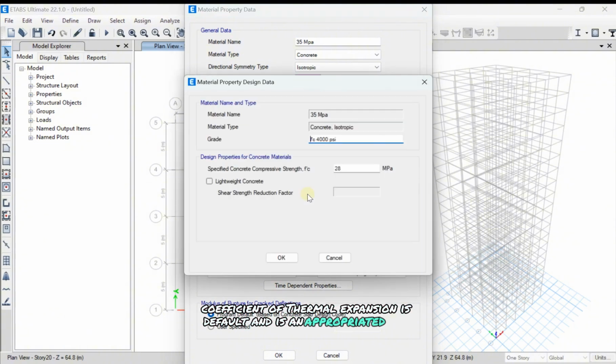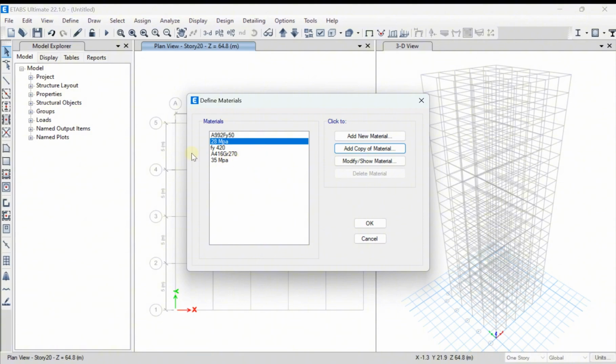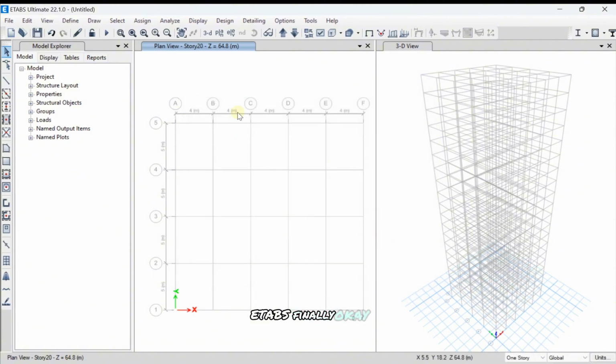And in the design property data, we have to change the specified concrete compressive strength, f prime c, to 35. Okay. Then okay. That's how to define material property in Etabs. Finally, okay, we have done.